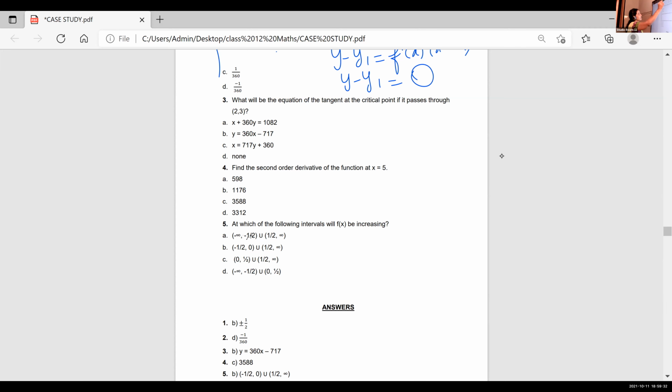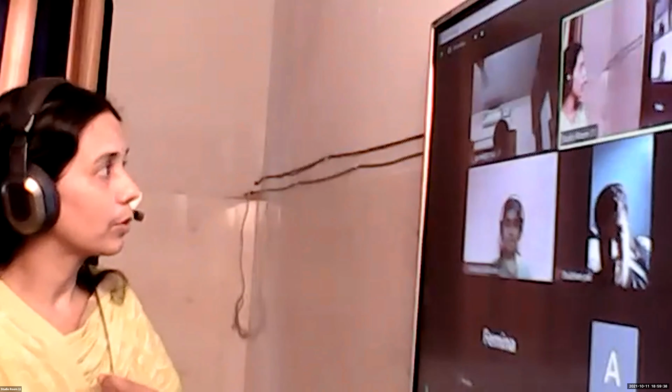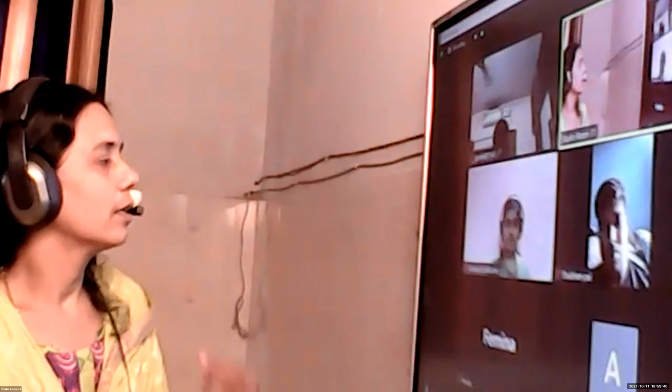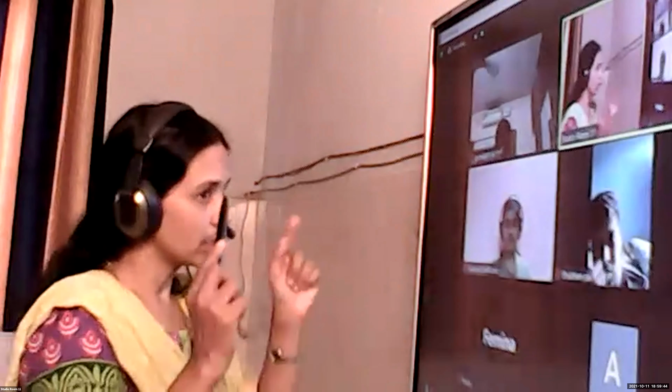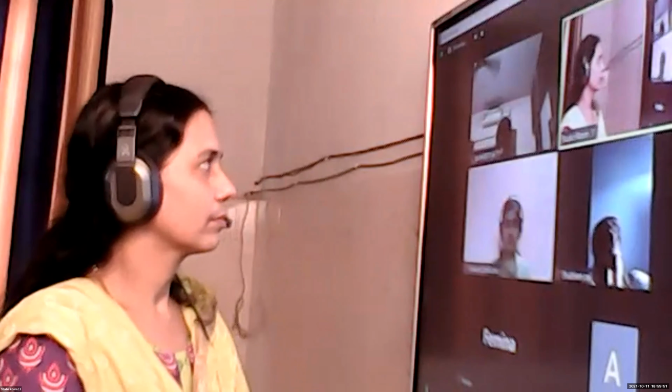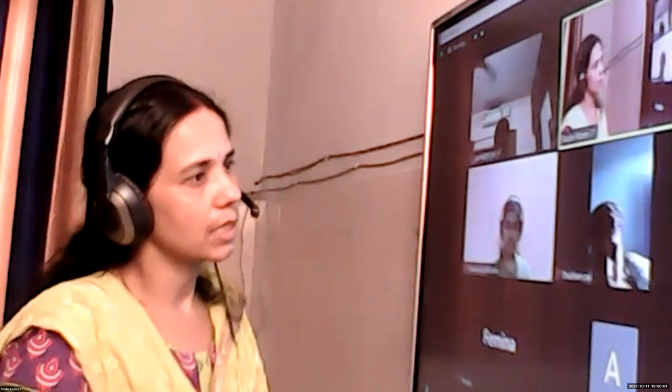Okay, I'll send a few more questions. Another type of question based on maxima, minima that you can expect is where the cost function will be given. Note it. Cost function will be given, and you may be asked to find the maximum marginal cost or the minimum marginal cost. That means what you have to do?